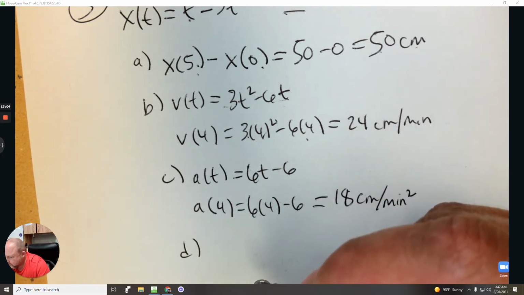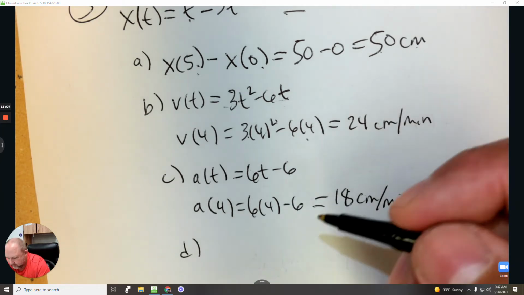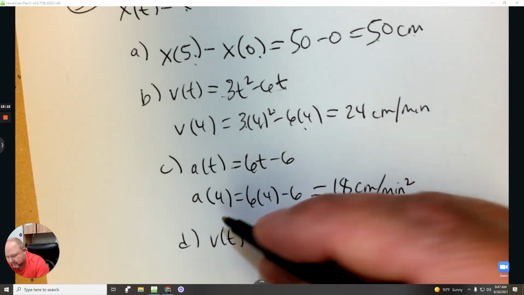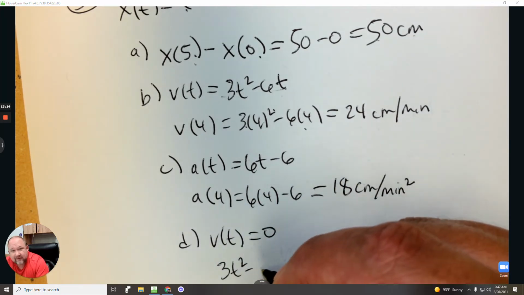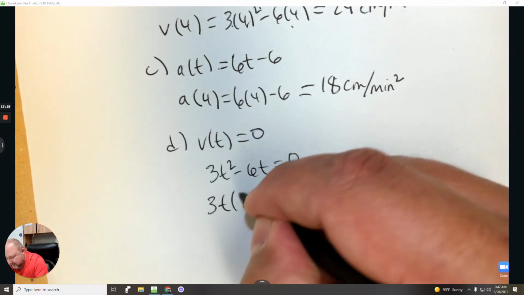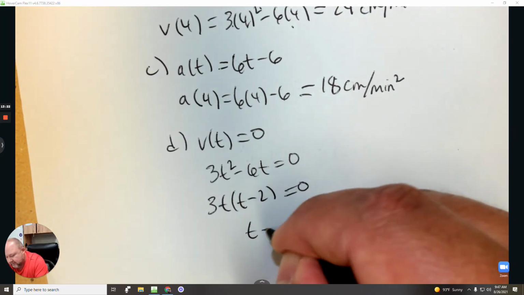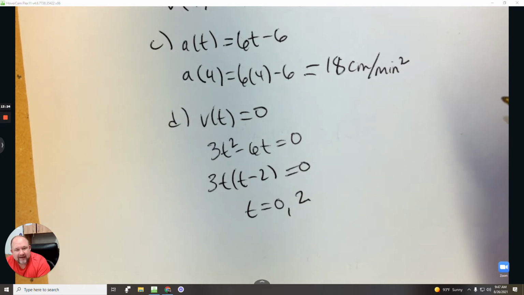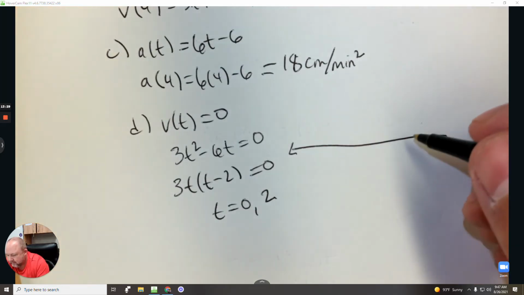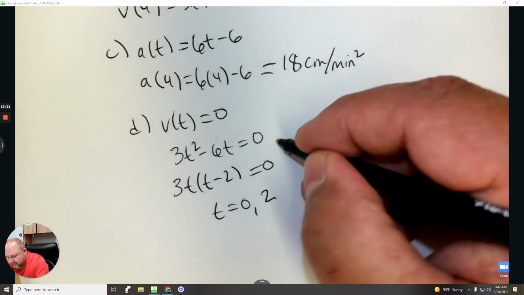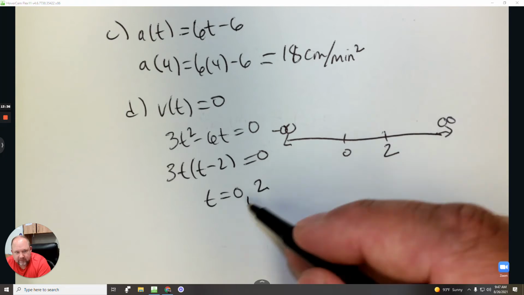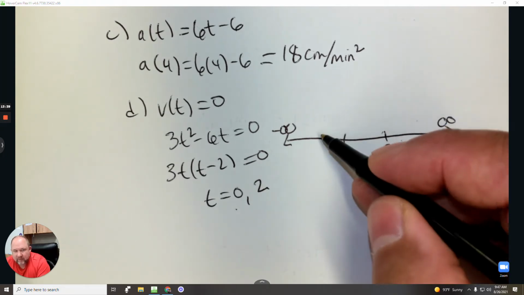D, at what time does the particle change direction? So to understand that, we need to take the velocity equal to 0. We need to know when it's at rest. So 3t squared, subtract 6t, make it equal to 0. Factor out 3t, and you can see the two answers are 0 and 2. So when I draw a number line, in this case, this is a conceptual question, so time can be from negative infinity to positive infinity. Put those two numbers on a number line, 0 and 2, and now we have intervals.